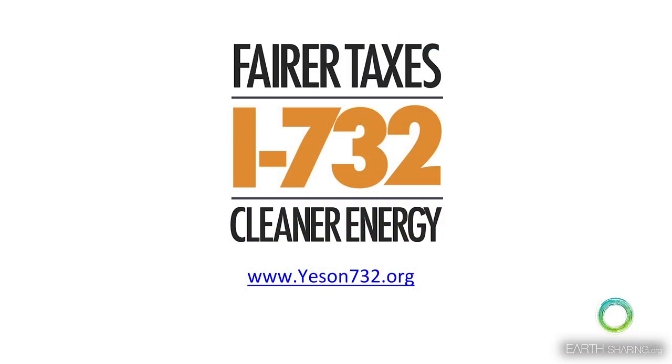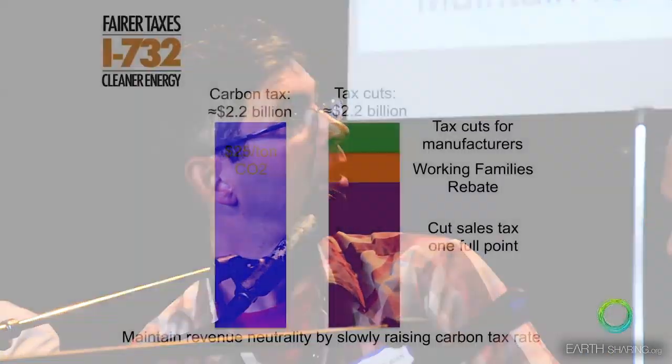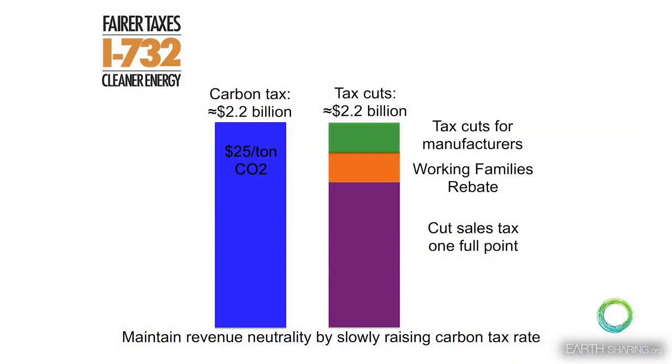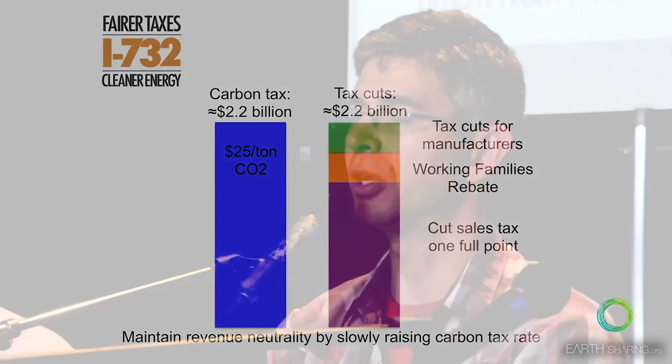I'm actually the co-chair of a campaign in Washington State, an initiative that will be on the ballot this November, Initiative 732, to bring a BC-style carbon tax to Washington State. Our basic policy is to replace part of the state's sales tax with a carbon tax. We also reduce some business taxes for manufacturers so that they stay competitive, and we fund an earned income tax credit benefit for low-income households.